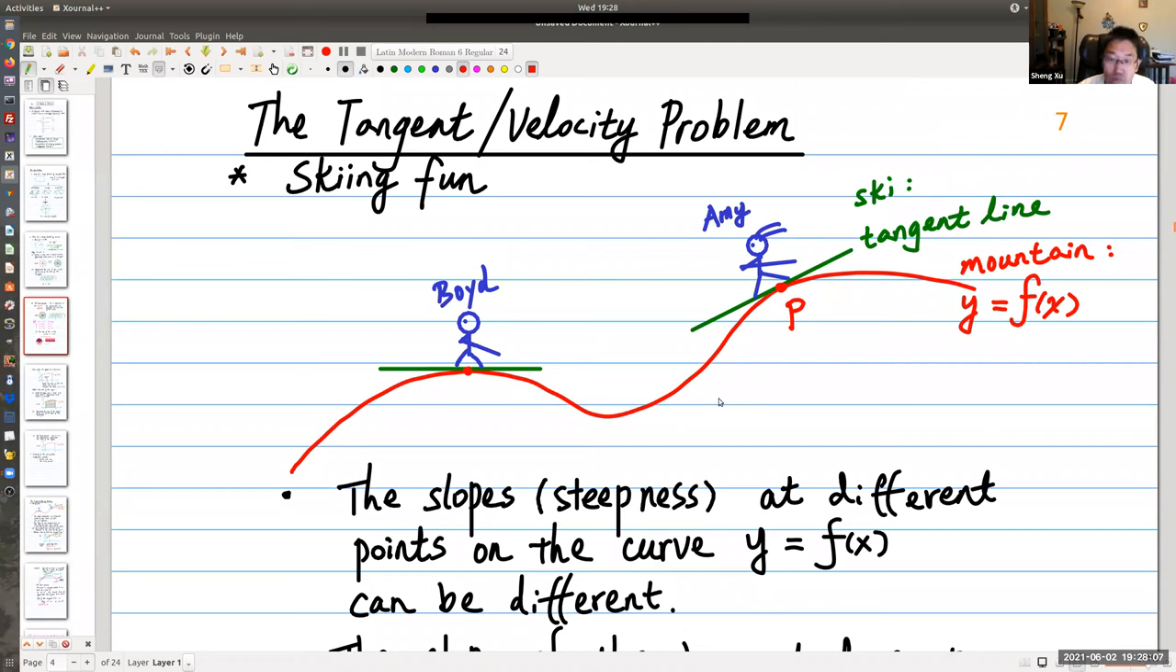Because this is a curve, the direction is changing at different locations. Or say the steepness, the slopes, are different at different locations. However, for a particular point, I can use that tangent line to indicate its slope, or the direction of this curve.